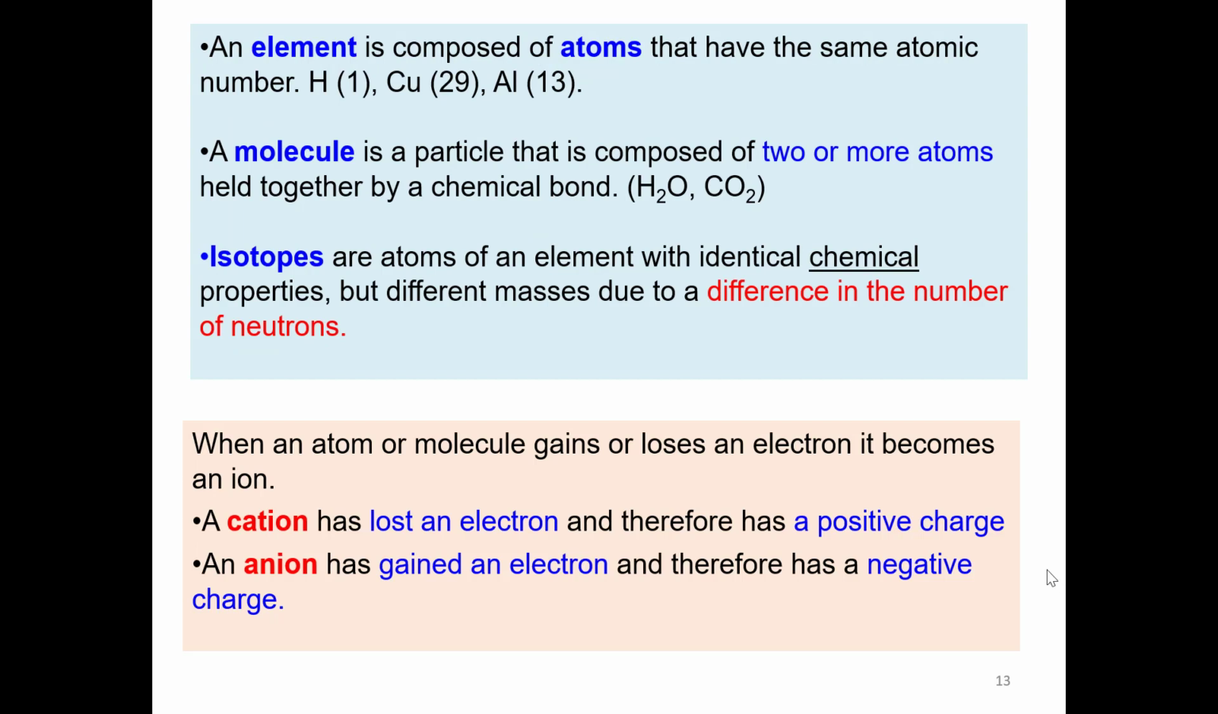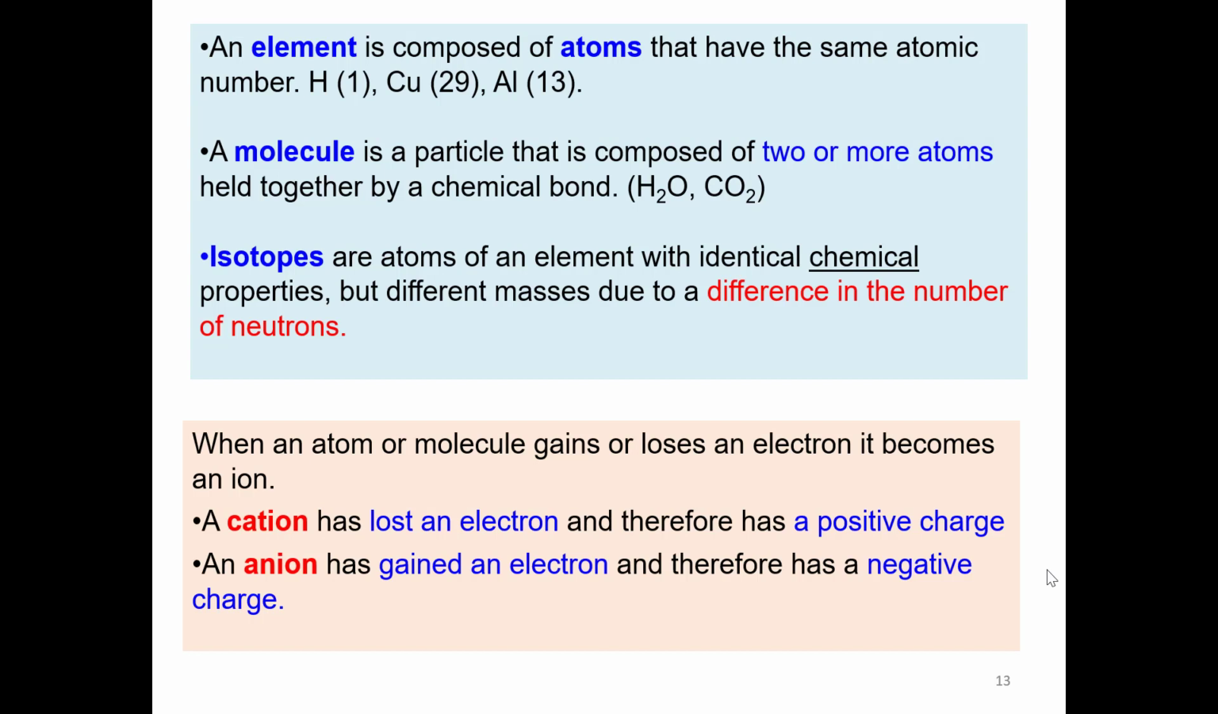Let's now review some concepts. An element is composed of atoms that have the same atomic number. If we have atoms of hydrogen, the atomic number will always be 1. If we have atoms of copper, the atomic number will always be 29. For aluminum, the atomic number will always be 13. Now, a molecule is a particle that is composed of 2 or more atoms held together by chemical bonds. For example, the molecule for water or carbon dioxide.